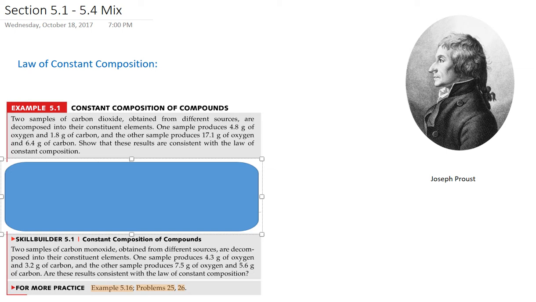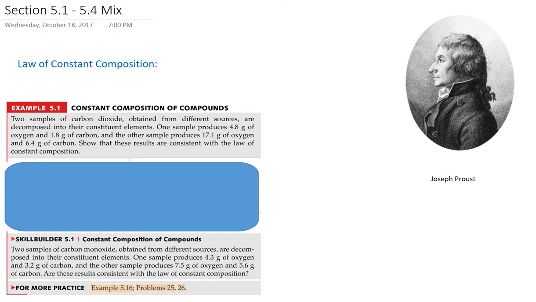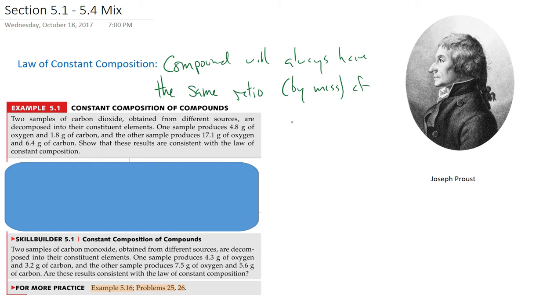First established by the French chemist Joseph Proust, the law of constant composition, sometimes called Proust's law, states that a given chemical compound always contains its component elements in a fixed ratio that does not depend on its source or its method of preparation. That is to say, wherever you find a compound, it's always going to have the same composition. I think we can summarize that by saying that a compound will always have the same ratio by mass of elements.